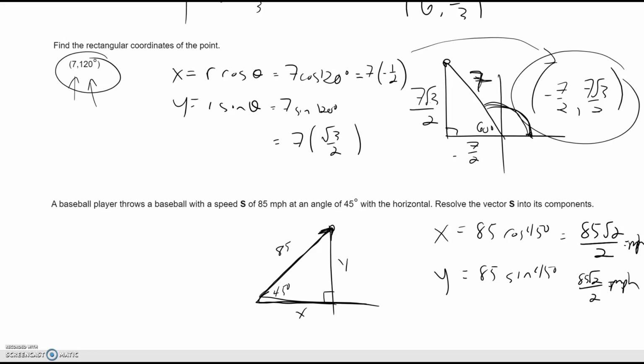Okay, so I hope that helped. That's a pretty big section. That's actually a couple sections rather, but you can expect to see all those types of problems on the test.